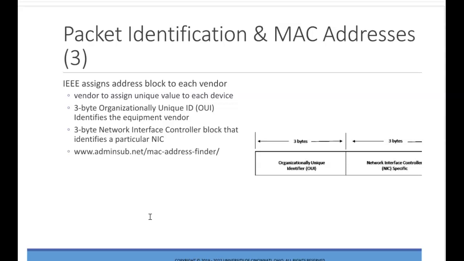Thus, a 48-bit address is divided into a 3-byte organizationally unique identifier, an OUI, that identifies the equipment vendor, and a 3-byte block that identifies a particular Network Interface Controller, NIC, as shown in this figure. The OUI is assigned by the IEEE, and the NIC portion is assigned by the manufacturer. The manufacturer assigns a different number to each NIC it manufactures to ensure that every NIC worldwide is assigned a unique MAC address.